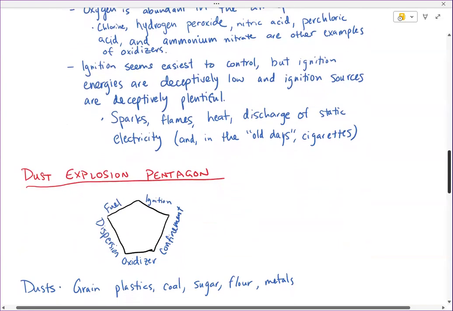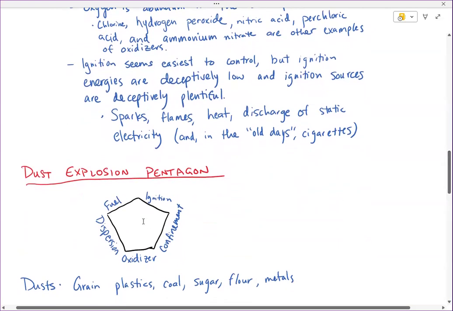Anyway, there's also something called the dust explosion pentagon, similar to the fire triangle, but dust can also explode. I'll have a CSP video that shows how that can occur. But in addition to fuel, ignition source, and oxidizer, for a dust to combust, we also need to add the legs of confinement and dispersion, and our fire triangle becomes a fire pentagon. The video that I'll show you from the CSP is a sugar refinery where these five legs were all present, and it led to a fire and an explosion.